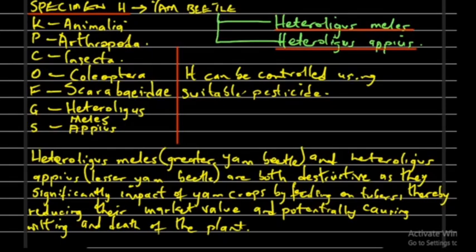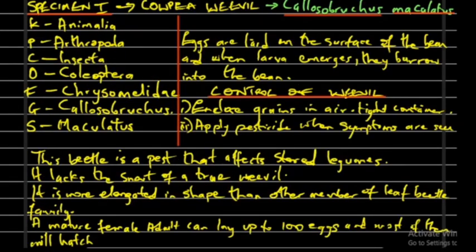And then we move over to the next specimen, which is our specimen I. That is the cowpea weevil. And here we have the classification of that organism. Kingdom Animalia, the phylum is Arthropoda, the class is Insecta, the order is the Coleoptera. We have the family to be the Chrysomelidae, the genus to be Callosobruchus, and the species is maculatus. Scientifically it is written as Callosobruchus maculatus. That is the scientific name of this particular organism.